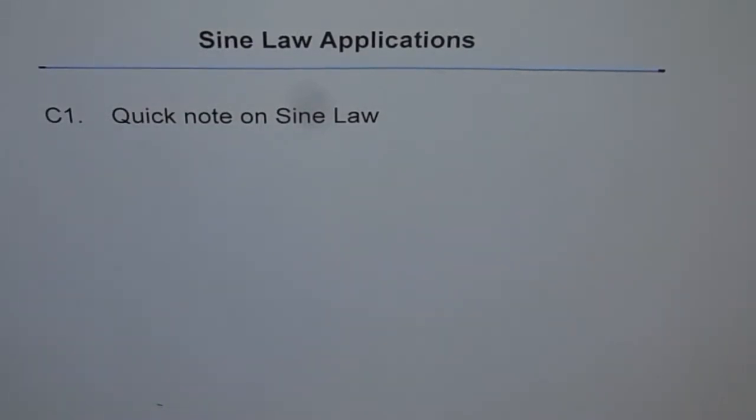Sine law applications. C1. A quick note on sine law. Well, sine law is a vast topic and has been covered in every book in many different ways.